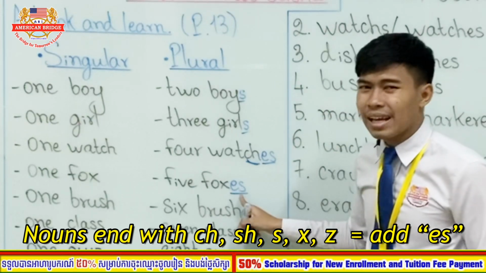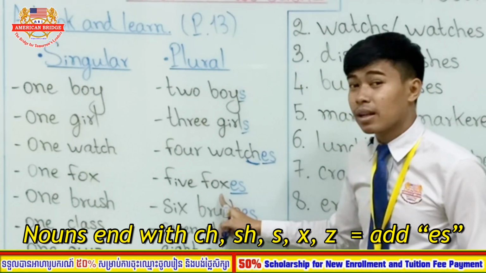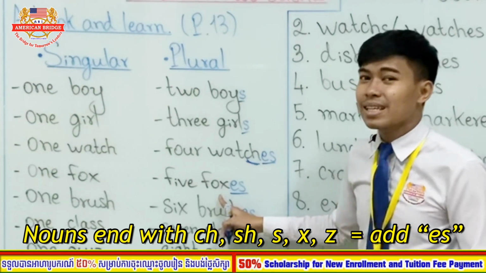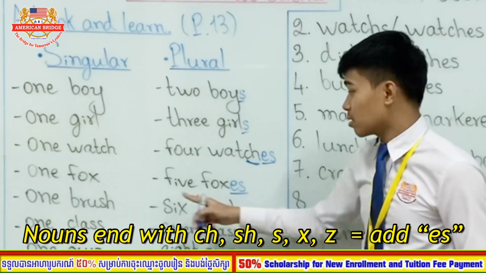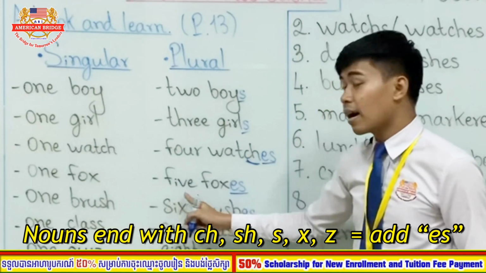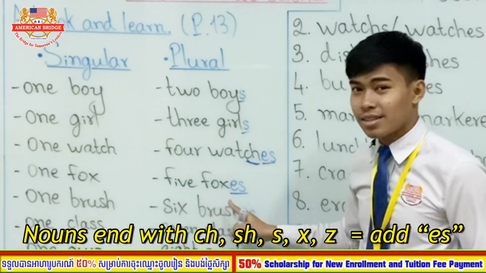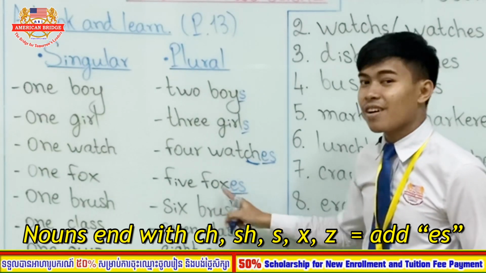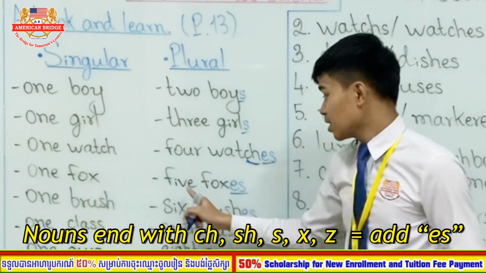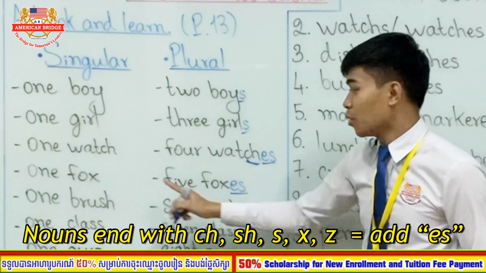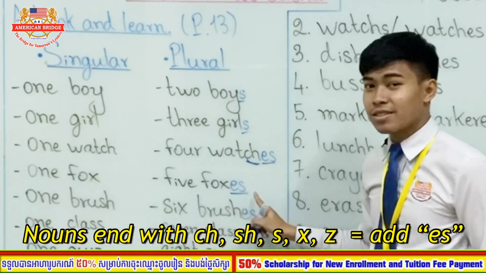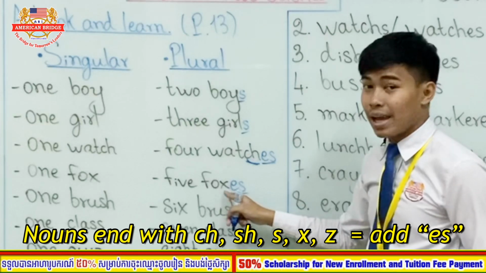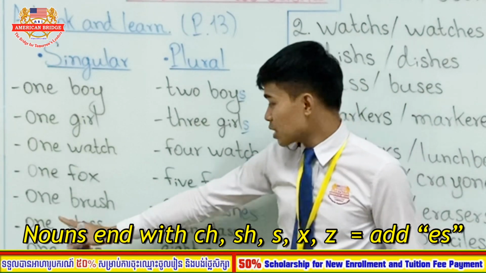Why don't we add s? Because it ends with letter x, right? Like I told you, the noun that ends with ch, sh, x, z, and s, you have to add es. So, one fox, five foxes. Here, watches. Here, foxes. So, one fox, five foxes. Okay? ch, we add es. x, we add es. Let's go to the next one.